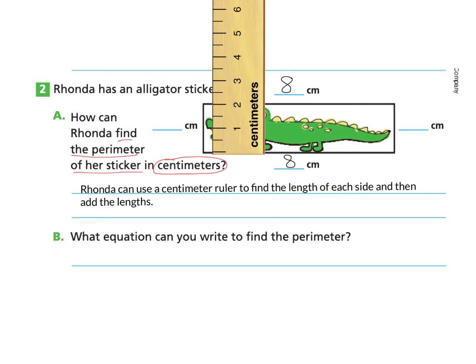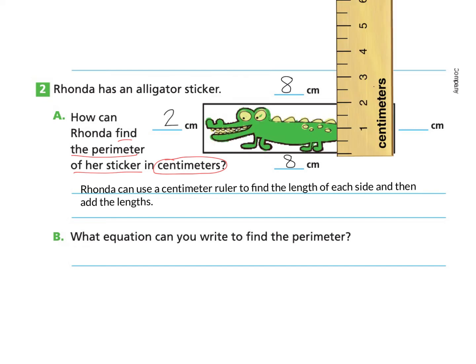And when I take the ruler and turn it towards the side length, I find that the side length is 2 centimeters. And we know that both sides are the same length, so I can write in 2 centimeters on the other side as well.